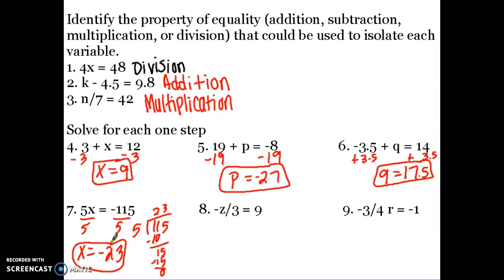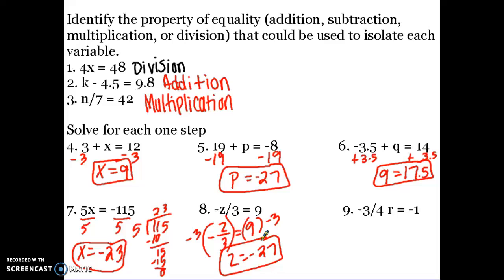Negative z divided by 3 equals 9. We're going to multiply by negative 3. Z equals negative 27. Negative 3/4 r equals negative 1, multiplied by the reciprocal. Anytime you divide by fractions, you have to multiply by the reciprocal. R is negative 4/3, which is negative 1 1/3.